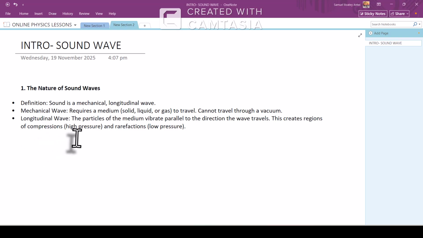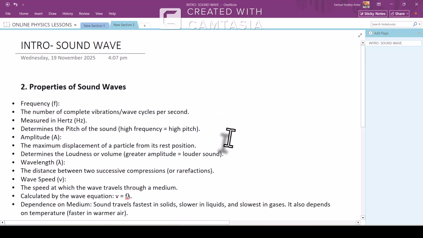So under compression, high pressure, you have a series of compression and then rarefaction. That is where there is low pressure. Okay. All right. So all these discussions fall under the nature of sound waves. Okay. So we continue our discussion with the properties of sound waves.